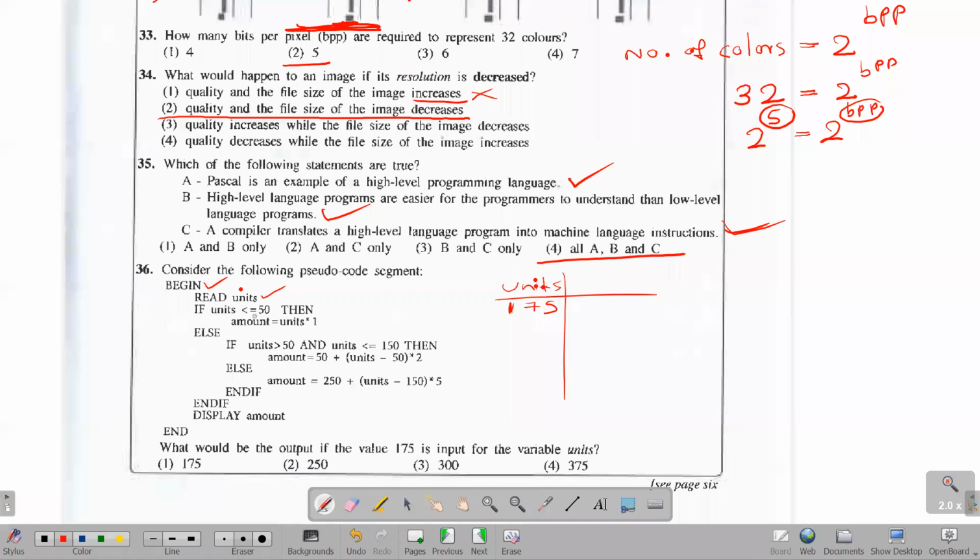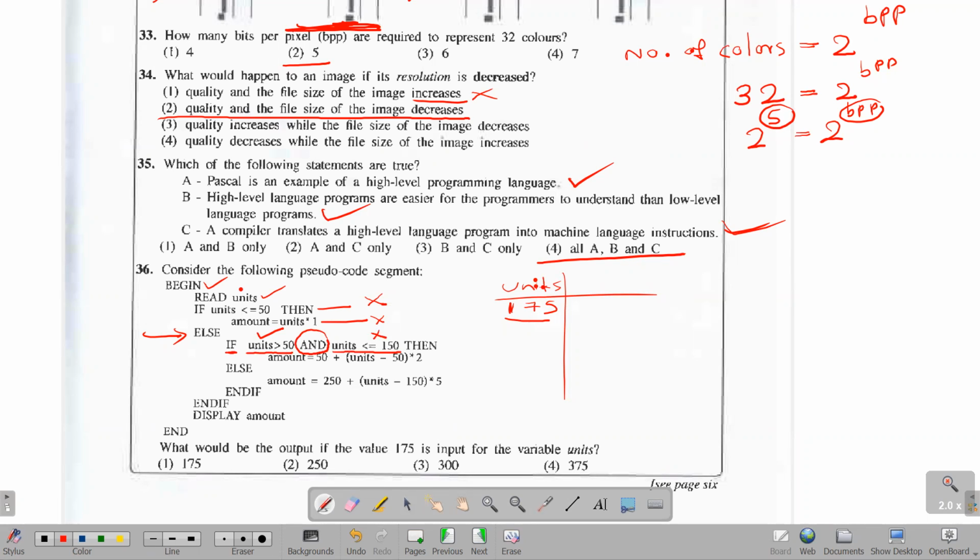And if units less than 50, units is 175, 175 is not less than 50. So that means this is wrong. That means it's not going to come to this point. It goes straight away to the else. And there you got another if. It is asking whether units are larger than 50. Now that is correct. And there is an AND clause. So then it asks units less than or equal to 150. But units are not less than or equal to 150. Though it is larger than 50, it is not less than 150.